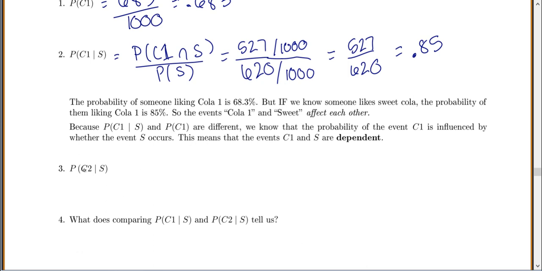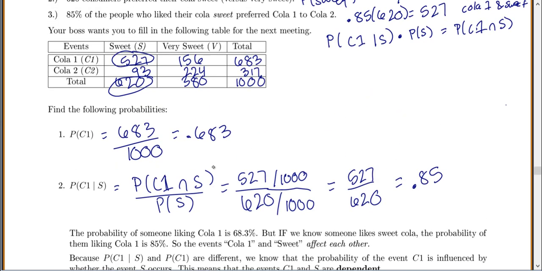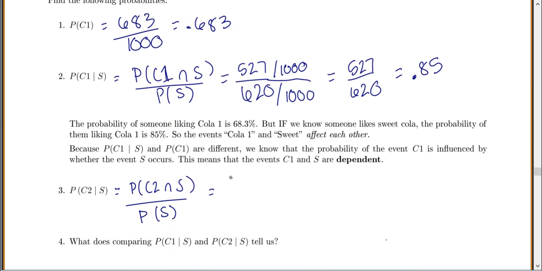So let's now try, what's the probability of cola 2 given sweet? Okay. So we would have to do the probability of cola 2 and sweet over the probability of sweet. Okay, so for cola 2 and sweet, you come back up. Which one has cola 2 and sweet? So that would be 93 out of 1,000. And probability of sweet is 620 out of 1,000. Which gives me 0.15.